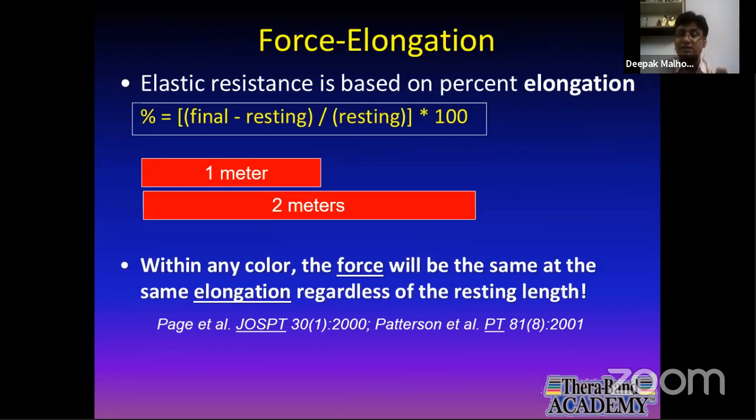So a 1 meter band stretched to 2 meters or a 2 meter band stretched to 4 meters, both have 100% elongation and both of them will give similar force. So within any color the force will be the same at the same elongation regardless of the resting length. Now it is showing this reference to be from 2001, but it is the most basic reference which we have to quote. It has to be quoted like this whenever we talk about Thera-Band or bands. So this 2001 reference will definitely come, because this is the most basic part which we need to understand as therapists, because we need to manipulate the percentage elongation.